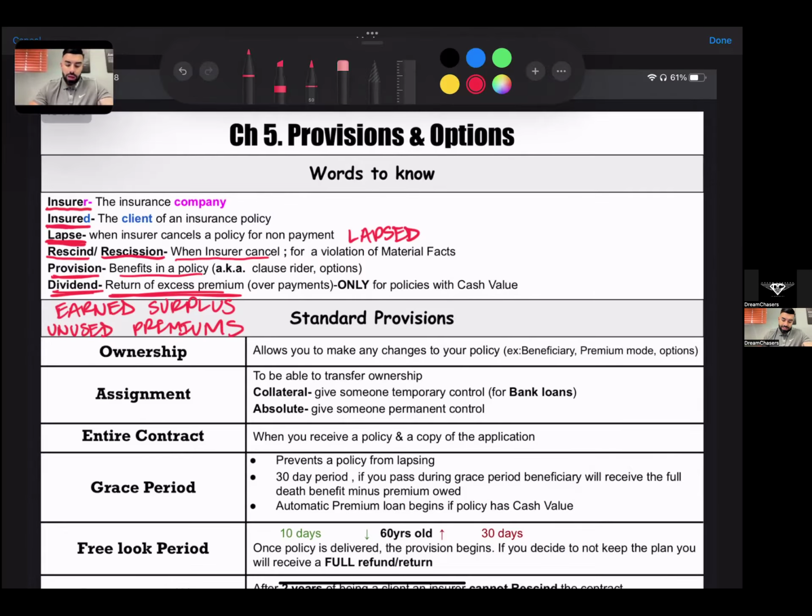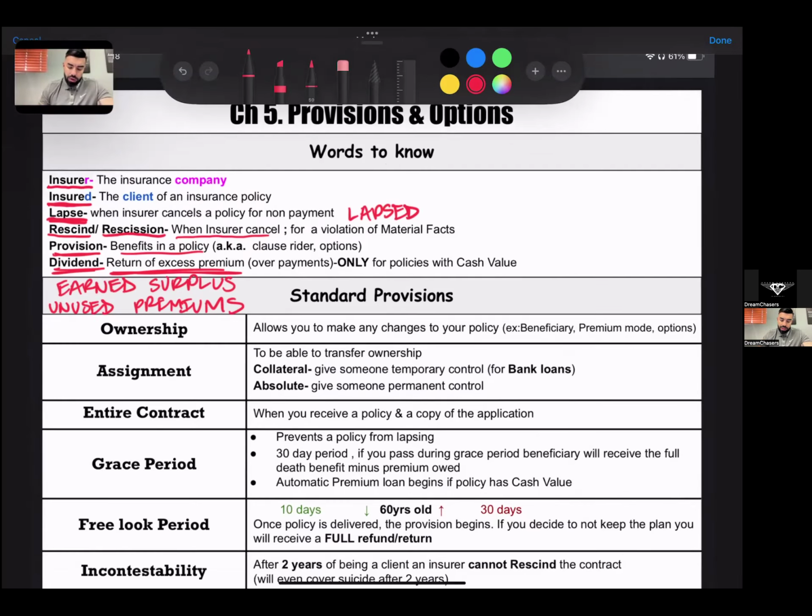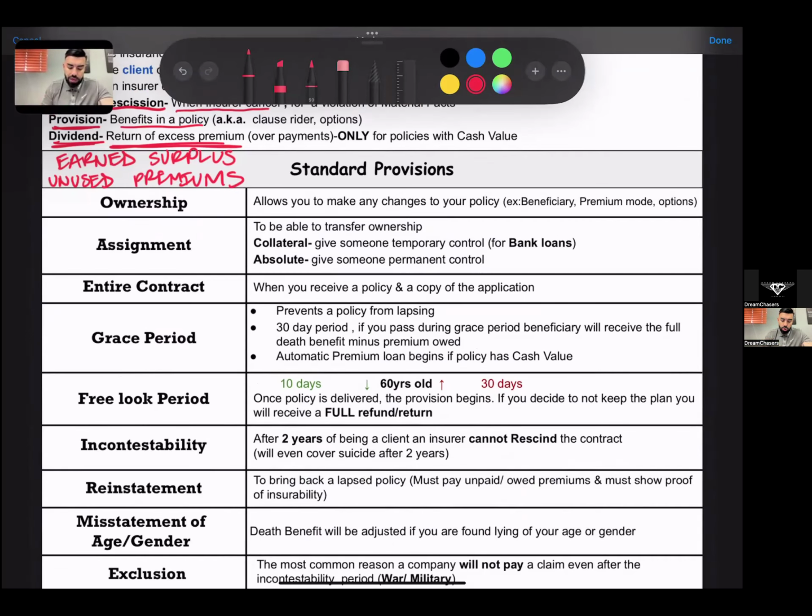Now, a couple of the standard provisions that we're going to cover in this chapter. First off is ownership. Ownership of a policy is basically the individual that is entitled to make any changes to that policy. They can change the beneficiaries. They can change the premium mode, meaning from monthly to annually or annually to monthly. And they can also change any of the options in that policy. The policy owner is the person that has ownership of it, and they're the ones entitled to make any of these changes.